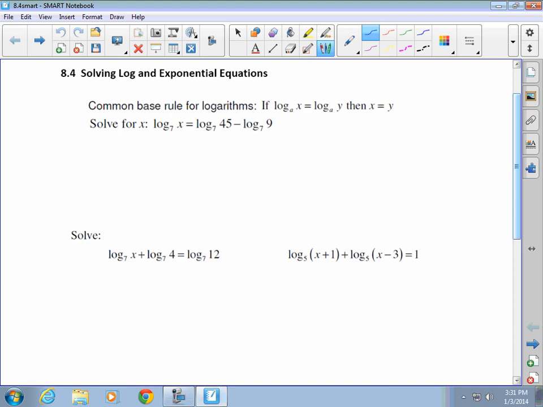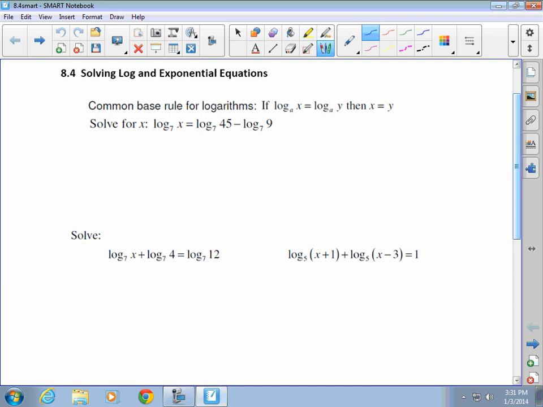So remember, the common base rule for log says that if you have log base a of x is equal to log base a of y, then you could drop your logs and then you just have x is equal to y. But in order to do that, you must have the same base. You must have the same log base to do that.